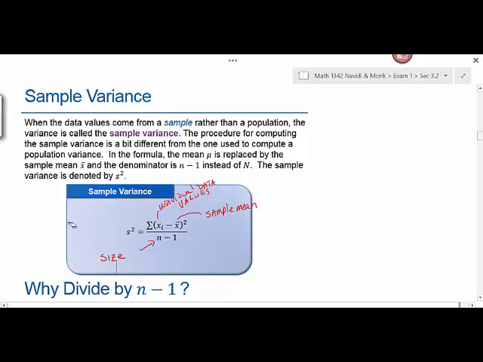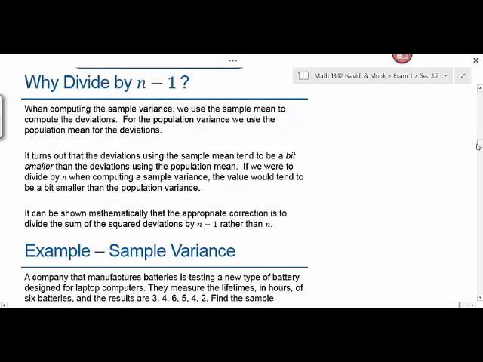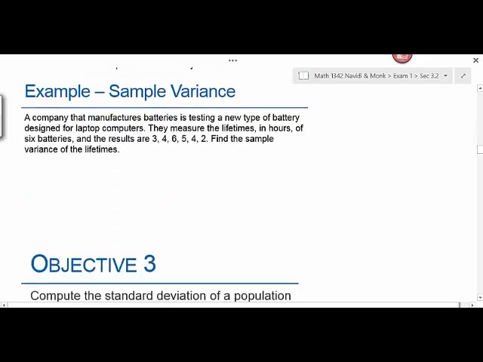We're not going to have to worry about how to do this by hand because I'm going to show you how to do it on the calculator. And I've already talked about why we divide by n minus 1. A company that manufactures batteries is testing a new type of battery designed for laptop computers. They measure the lifetimes in hours of 6 batteries, and the results are as follows. Find the sample variance of the lifetimes.